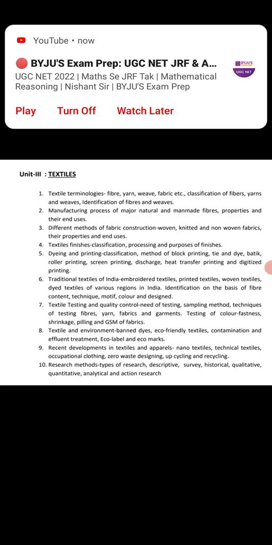Then we have the third unit, that is the textiles part. In the textiles part we have mainly the terminologies like fiber, yarn, weave, fabric, etc. Classification of fibers, yarns, weaves, identification of different fibers and weaves, manufacturing of all the natural and man-made fibers, different fabric construction methods like woven fabrics, knitted fabrics, non-woven fabrics, and their properties.